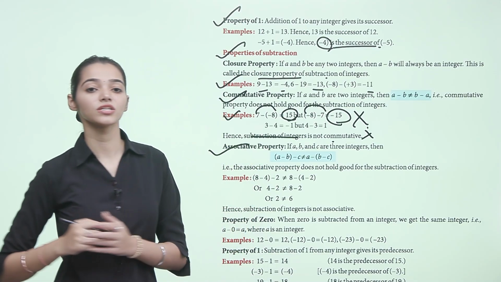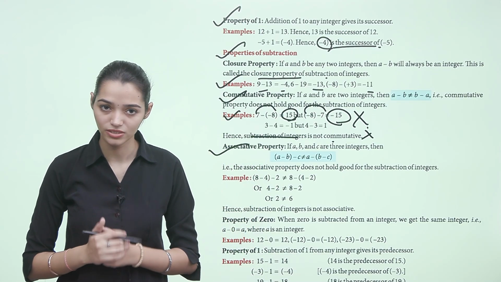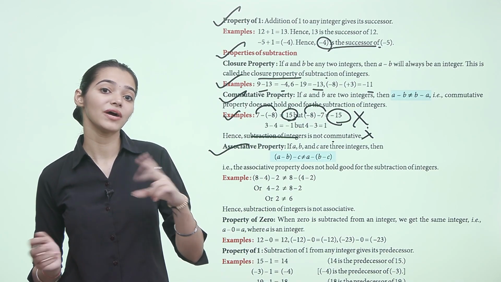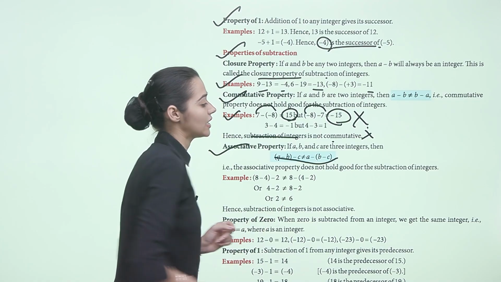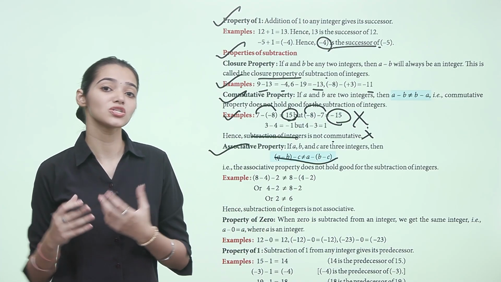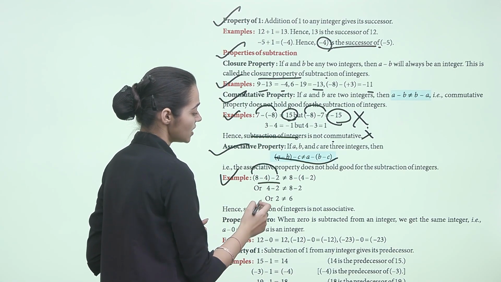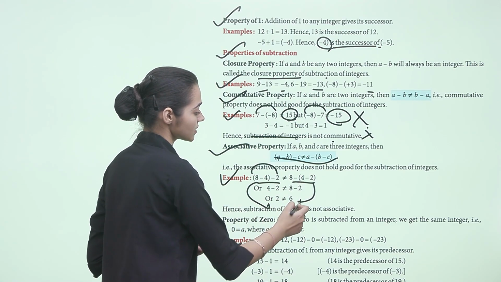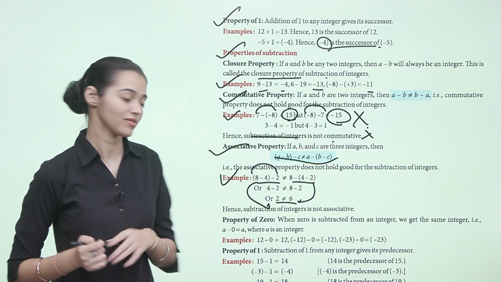Now next is our associative property. It says that if a, b and c are three integers, then a minus (b minus c) need not be equal to (a minus b) minus c. That means if we change the order of the subtraction, it will also change our answer. For example, here the answer is 2, but here the answer is 6, and both are not equal. That means subtraction of integers is not associative.